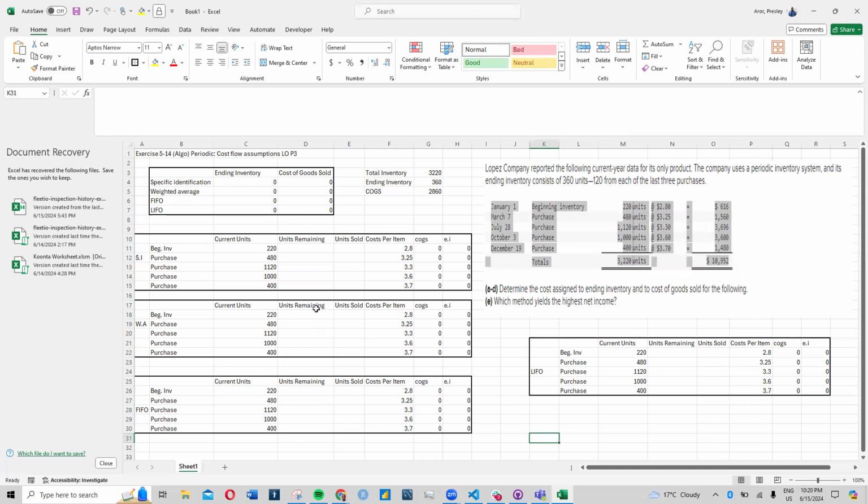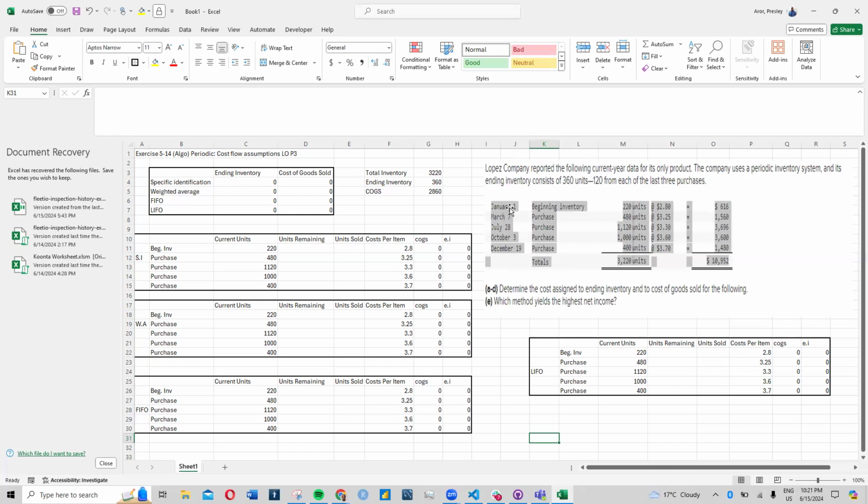So the assumptions we know, let's start right here with FIFO, for instance. The assumption is first in, first out. So if this is January 1, you have beginning inventory, then the March 7 purchase, all the way to December 19. If you want to sell anything, you first sell from December stuff, then October stuff, then July stuff, then March stuff. Oh no, sorry, the opposite. I'm sorry about that.